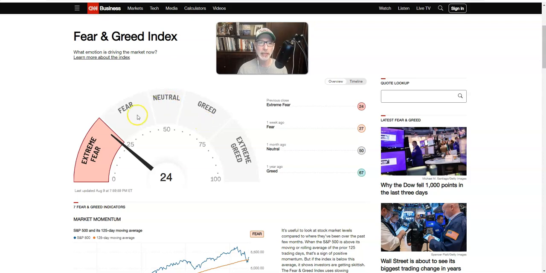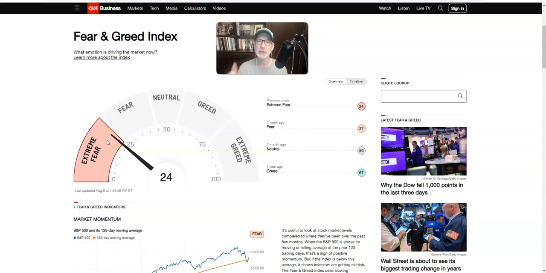Most of the time, it's somewhere in, I'd say, the 40 to 60 range. And then when things get too crazy, too extreme on either side, it's going to hit extreme greed or extreme fear. So right now, you can use the VIX in combination with the fear and greed index to help you time your option trades better.